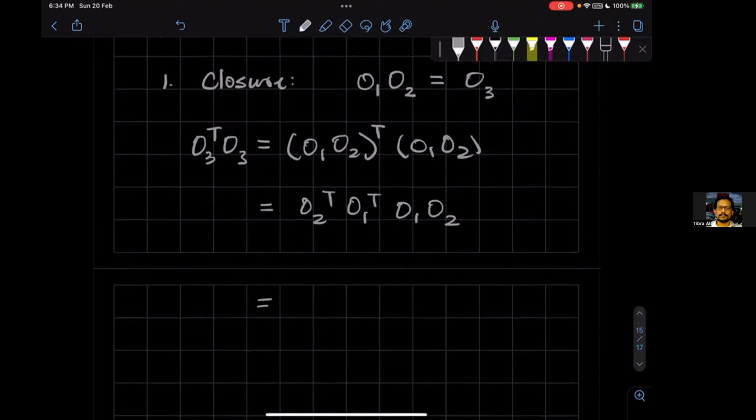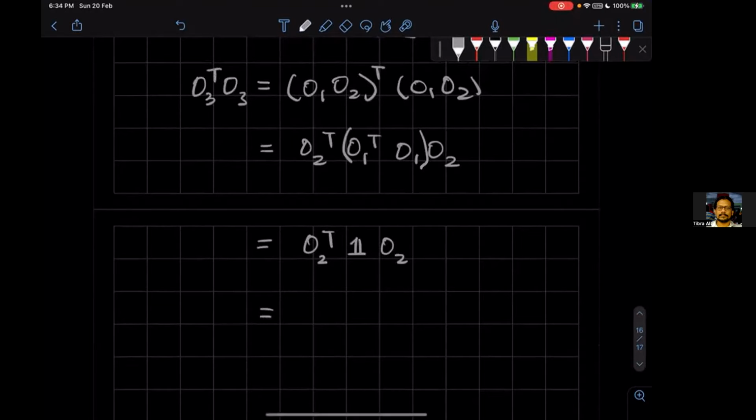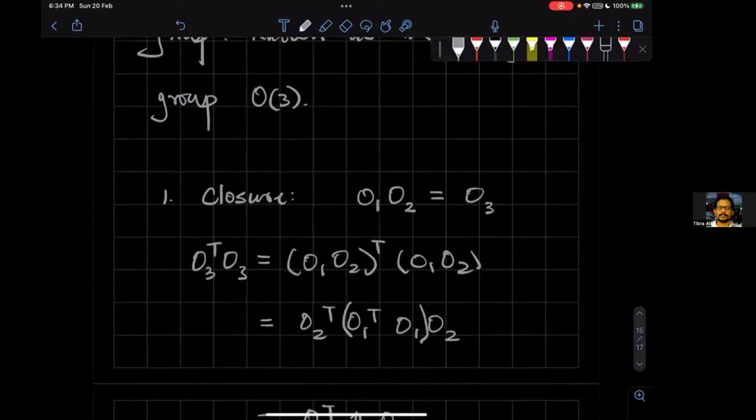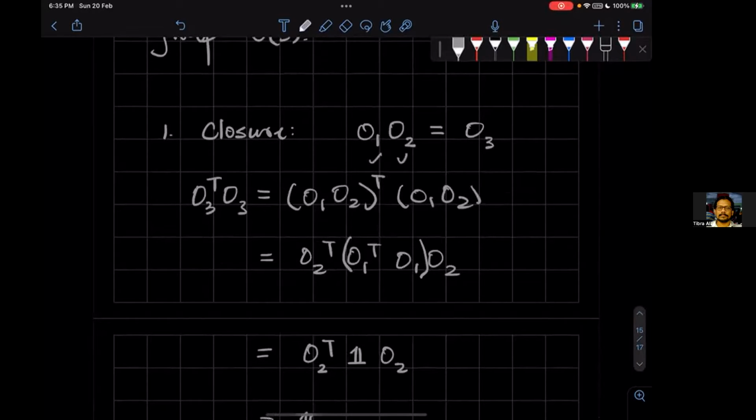But matrix multiplication, like group multiplication, is associative. So we can associate these two, and they are orthogonal matrices. So we get O2 transpose times identity times O2. And then, because this is also orthogonal, we have the identity. So yes, if O1 and O2 are orthogonal, we see that O3 is also orthogonal, right? Okay.